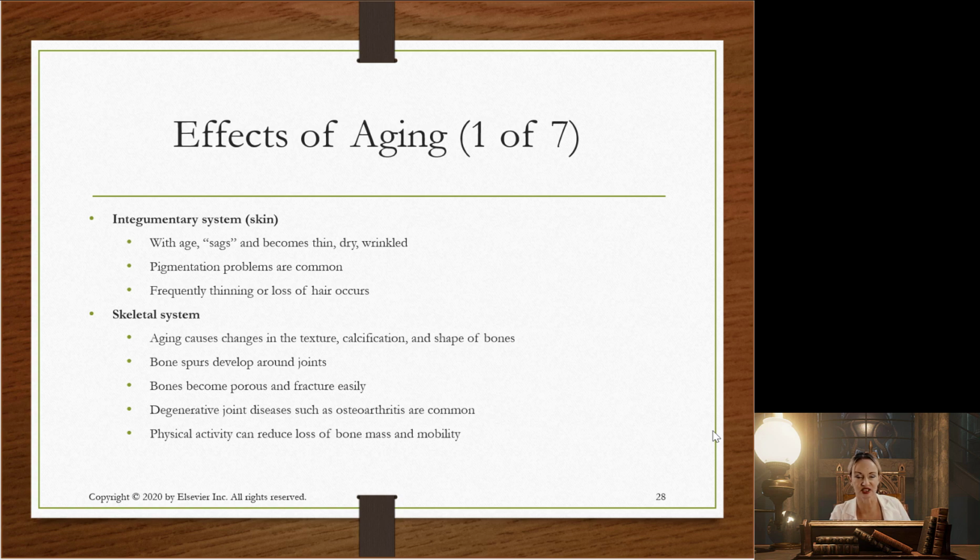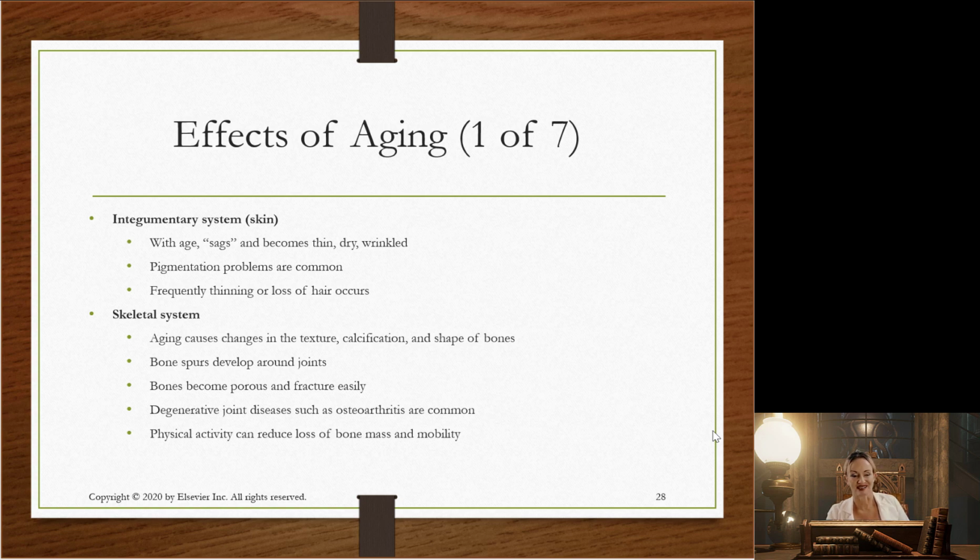Well, our integumentary system, or skin, with age begins to sag, becomes thin, dry, and wrinkled. Pigmentation problems develop and are common, and frequently we begin losing or thinning hair. Skeletal system: aging causes changes in the texture, calcification, and shape of bones. Bone spurs develop around joints. Bones become porous and fracture easily. Degenerative joint diseases such as osteoarthritis are common.